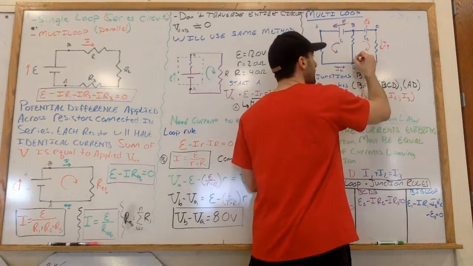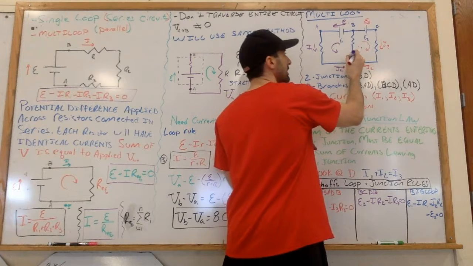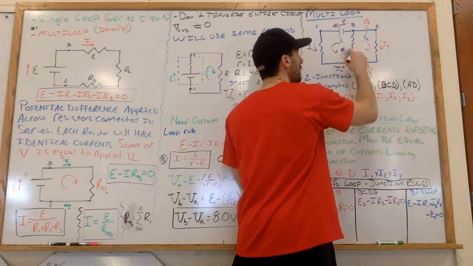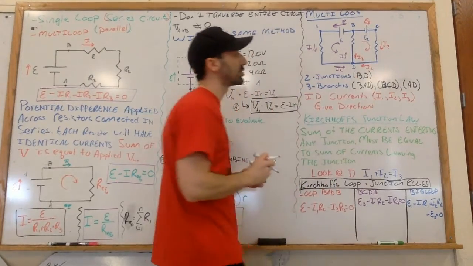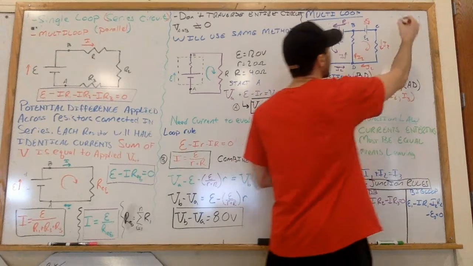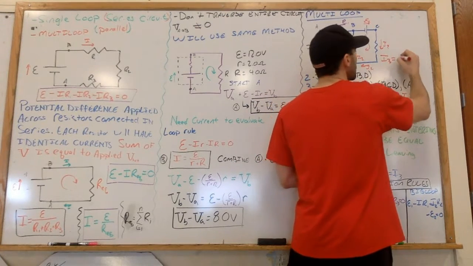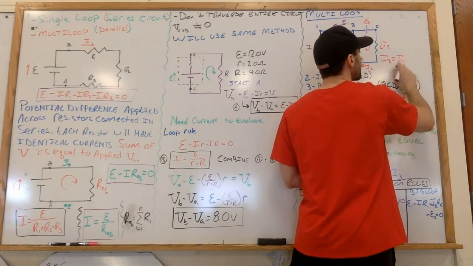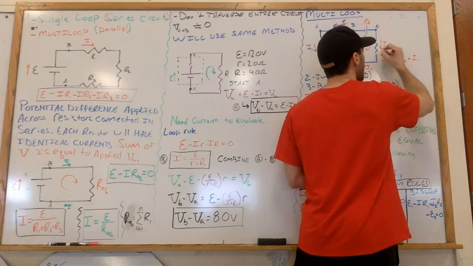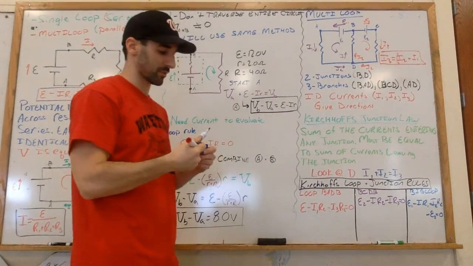So I would have current I2 and current I1 traveling up through junction DB. Well, that would lead me to believe that I3 is equal to I2 plus I1. That, in essence, is Kirchhoff's junction rule.